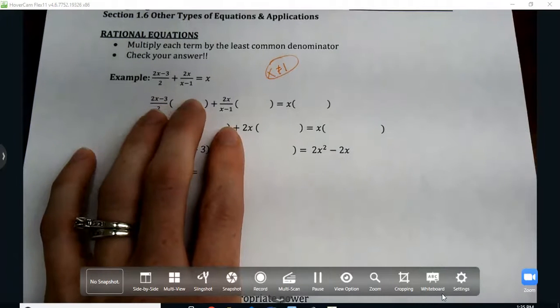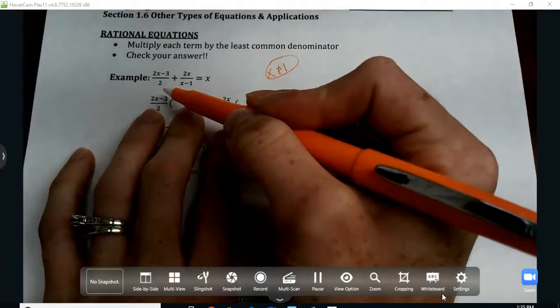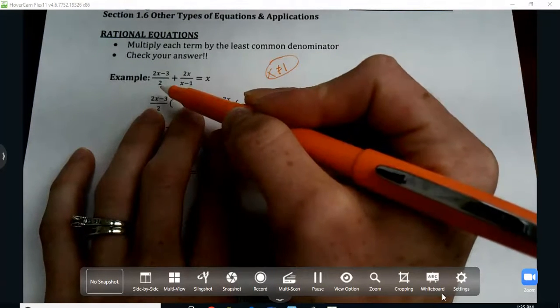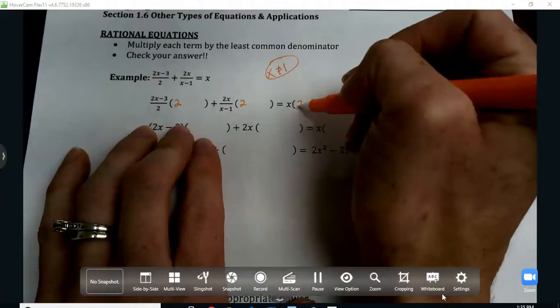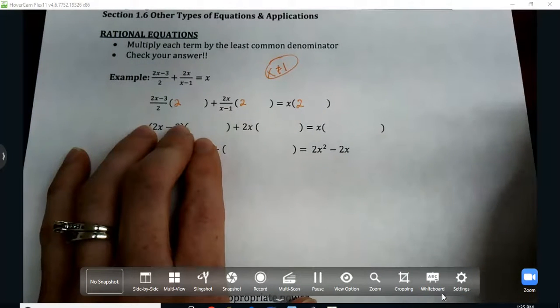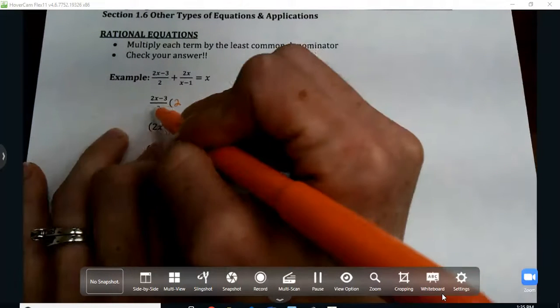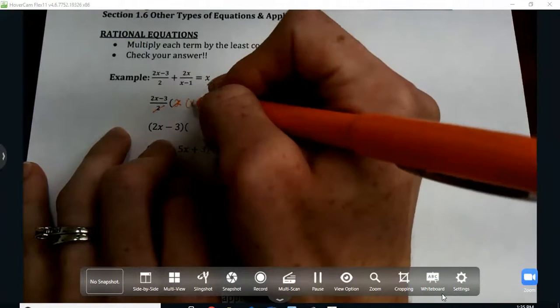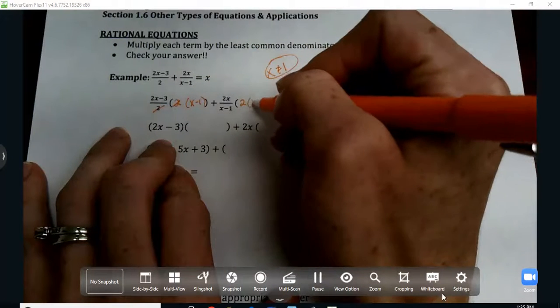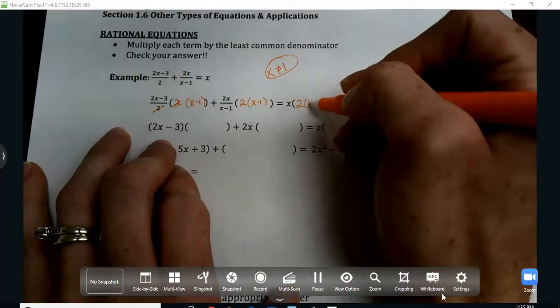All right, so then we have to multiply. If you want to get rid of the fraction in the first one, what do you multiply by? So if you multiply one of them, every single term gets a 2, because you would have to distribute it to both sides of the equation. What else do we have to multiply by? So every single one gets an x minus 1.